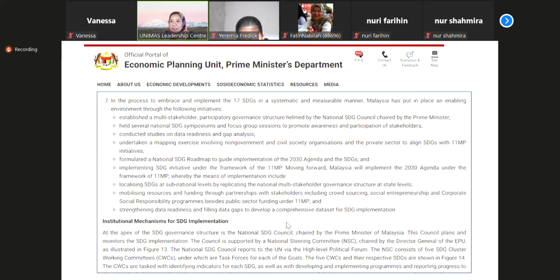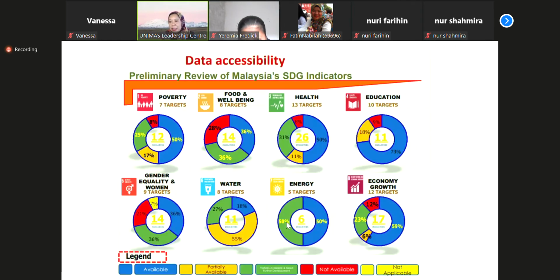And of course, Malaysia is part of the big United Nations, so we are promoting the SDG. We also have the National SDG Council, chaired by the Prime Minister. These are the steering committee, and they are managed by the EPU. So this is where we have the SDG level: the Malaysia preliminary review of Malaysia SDG indicators, where you can see where we commit.